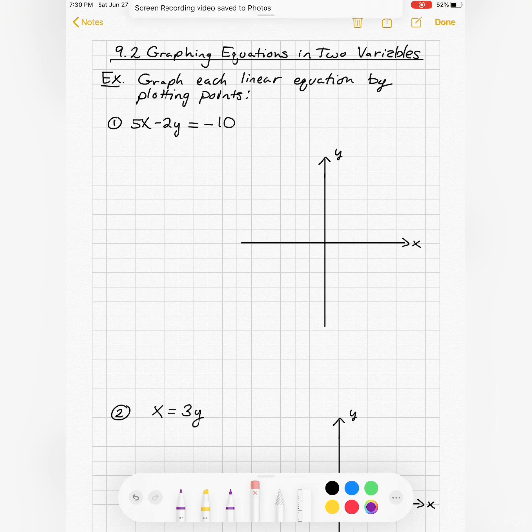So let's take a look at actually graphing some of these linear equations we've been talking about. So here I have an example of a linear equation. I can see the exponents here. We have powers of 1. So if I want to graph this by plotting points, that means I want to make a table of values. So maybe it would be useful first if I go ahead and solve the equation for y.